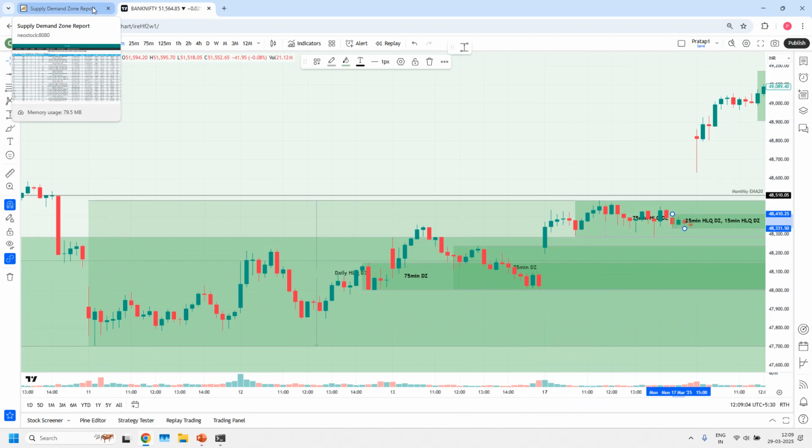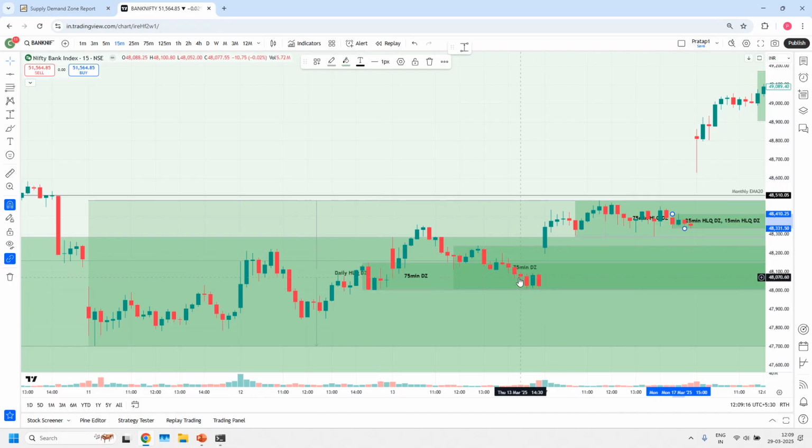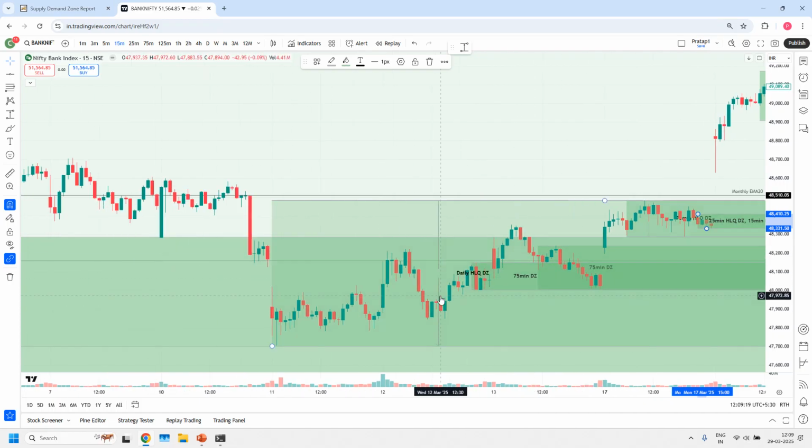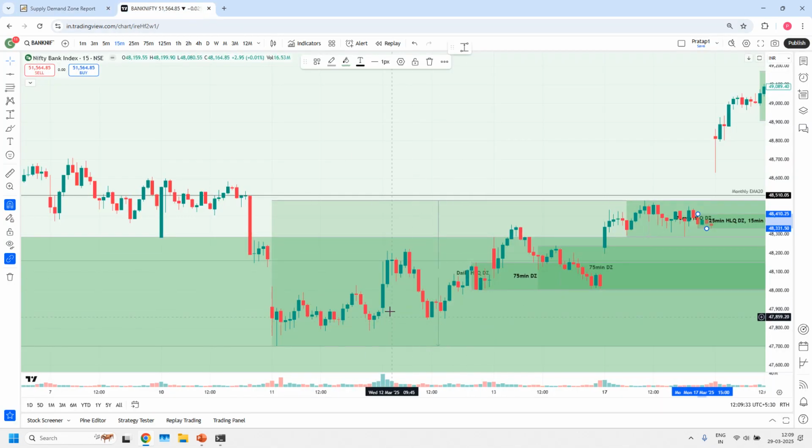Okay, this is a 15 minutes, 17th. Next, what is the next? 25th. This is on 11.3, 14.30, 3 base candles. 11.3, 14.30, 3 base candles, right? And then 12.3, 9.15 is the leg out. So this is the next high liquidity zone, 15 minutes.